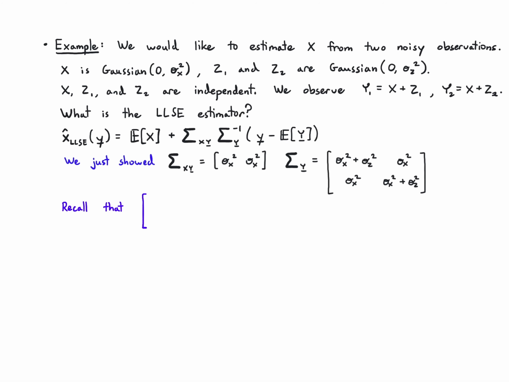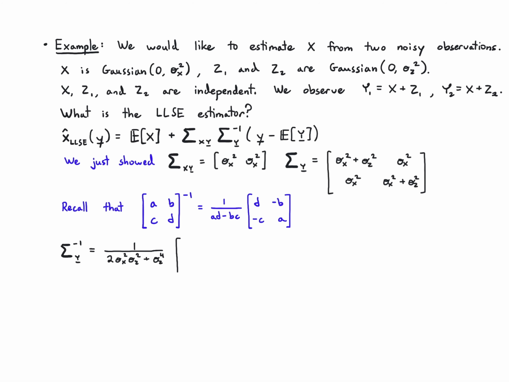Remember, I need to take the inverse of the covariance matrix of y, and recall from your linear algebra class that the inverse of a 2 by 2 matrix has this form. So if it's [A, B; C, D] inverse, I have 1 over the determinant, AD minus BC, and then I have D, minus B, minus C, and A. So just writing that out in this particular case, I get 1 over 2 sigma x squared sigma z squared plus sigma z to the fourth. So you can just verify that those come from the same place.